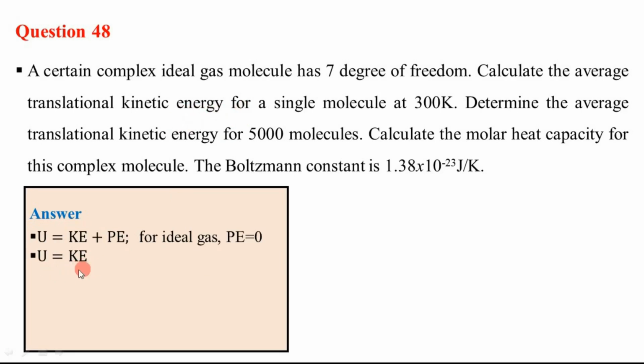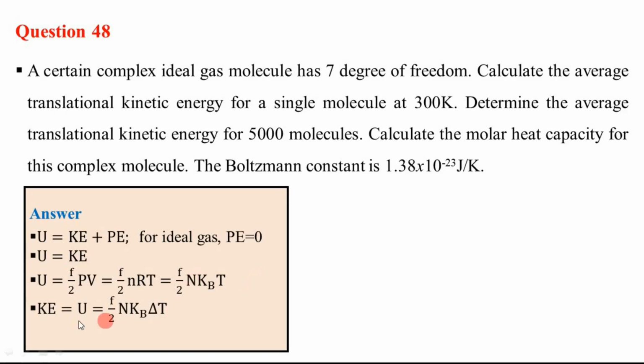We can calculate it as the internal energy. Now we know that internal energy is equal to the degree of freedom over 2. Because here we have 7 degrees of freedom, we need to use the formula relating the internal energy to the degree of freedom. Internal energy is equal to degree of freedom over 2 times PV, or degree of freedom over 2 times nRT, or degree of freedom over 2 times nk_BT. So we use this one, which has the Boltzmann constant that was given in the question.